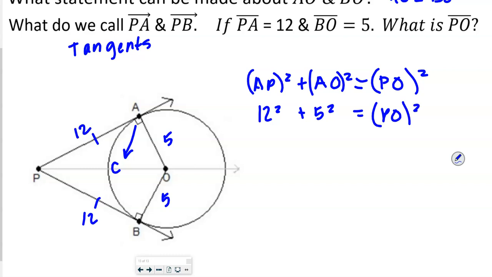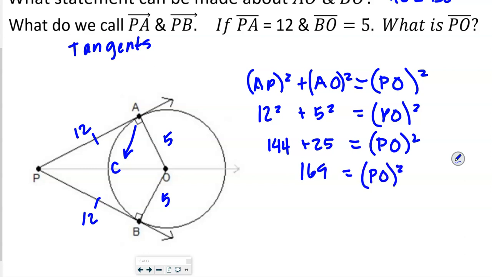Some of y'all noticed what this is already. We've seen one like this earlier in the lesson. It's 144 plus 25. And that's going to be equal to PO squared. So this is 169 equals PO squared. And how do we get rid of a square? We take the square root of both sides, right? So we're going to take square root here, take square root there, and take square root there. So PO is going to be equal to 13. Okay?